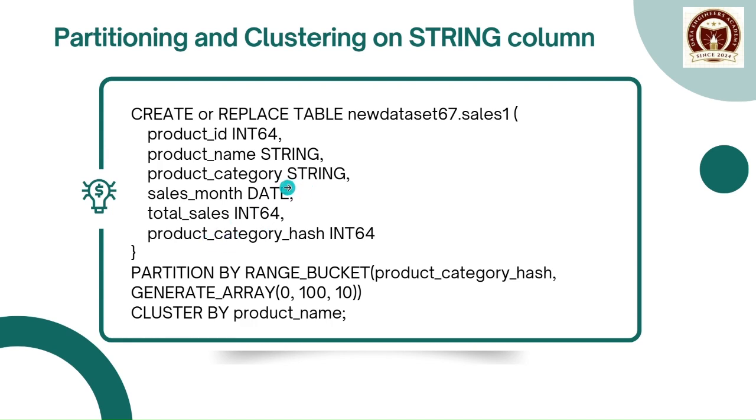So product category is a string column. We cannot perform partitioning on a string column. That's why we are creating a new column called product category hash. It is of type integer. And we are performing clustering on product name. We can perform clustering on any data type.